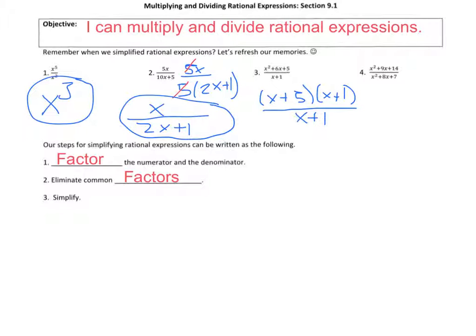So now we can cancel out like factors, which is going to be x plus 1 on top and x plus 1 on the bottom. So our final answer is just going to be x plus 5.